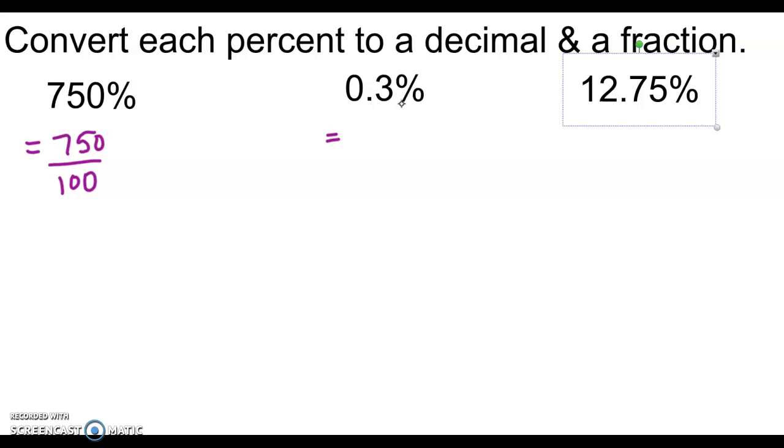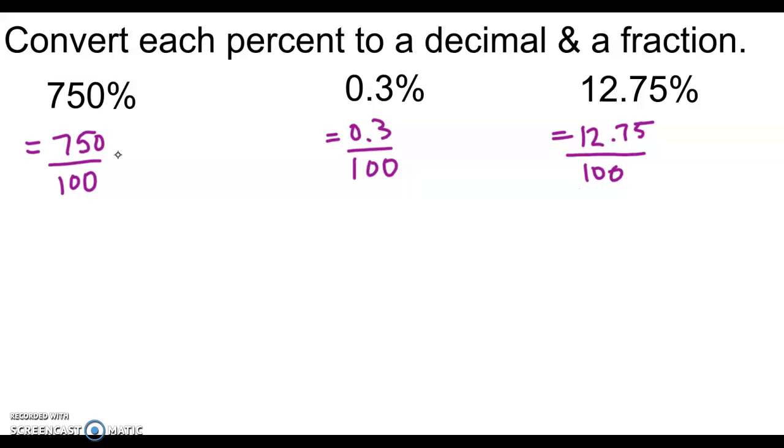What about this? 0.3 over 100. Don't necessarily like the decimal in the fraction, but we'll deal with that later. And also 12.75 hundredths. Okay, that's a first step to writing as a fraction. Let's see what we can do to reduce each one.